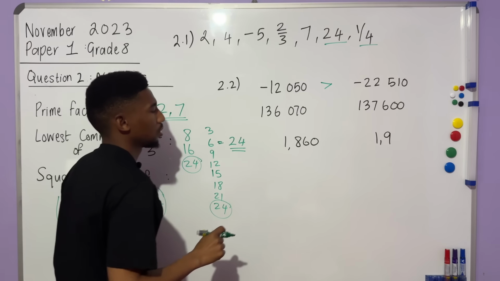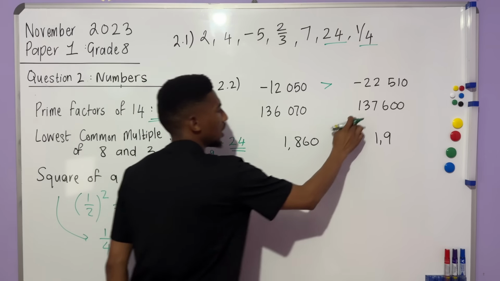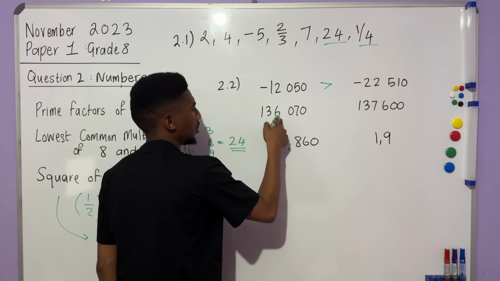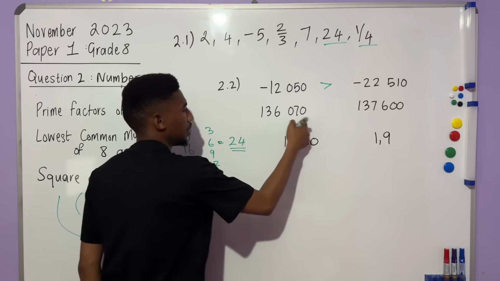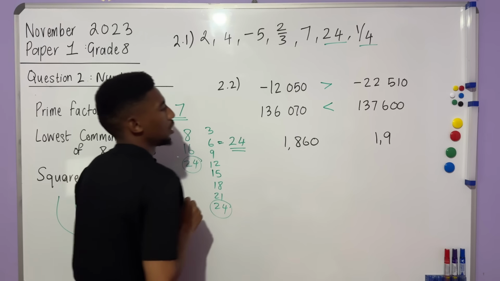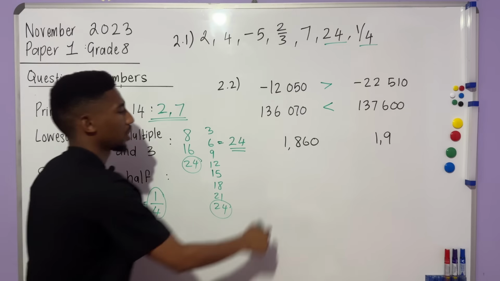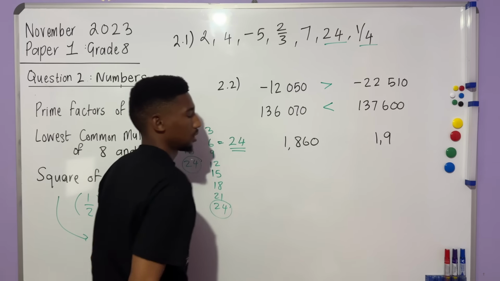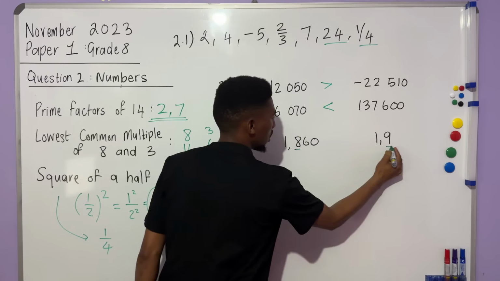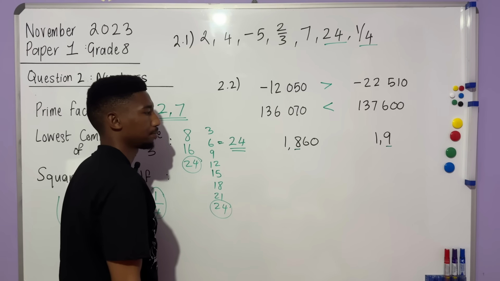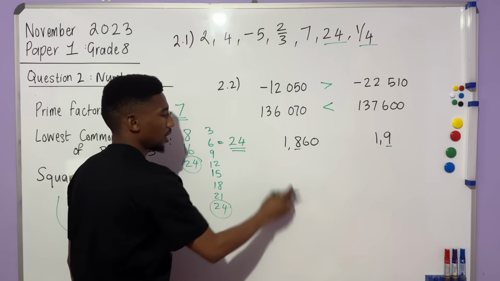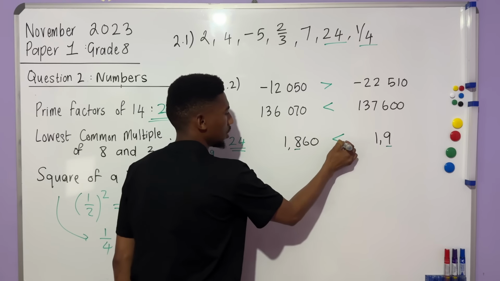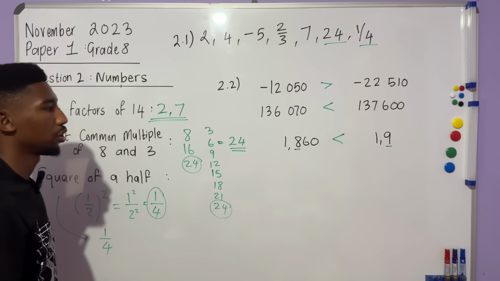Here we have 136,000 and 137,000. So we don't even have to read further than that. We know that this is a smaller value. So we'll have our arrow pointed like that. Then we have 1,860 and 1,9. Immediately you look at the second digit. This is 1,8, this is 1,9, this is smaller. We have the arrow pointing to the smaller value.